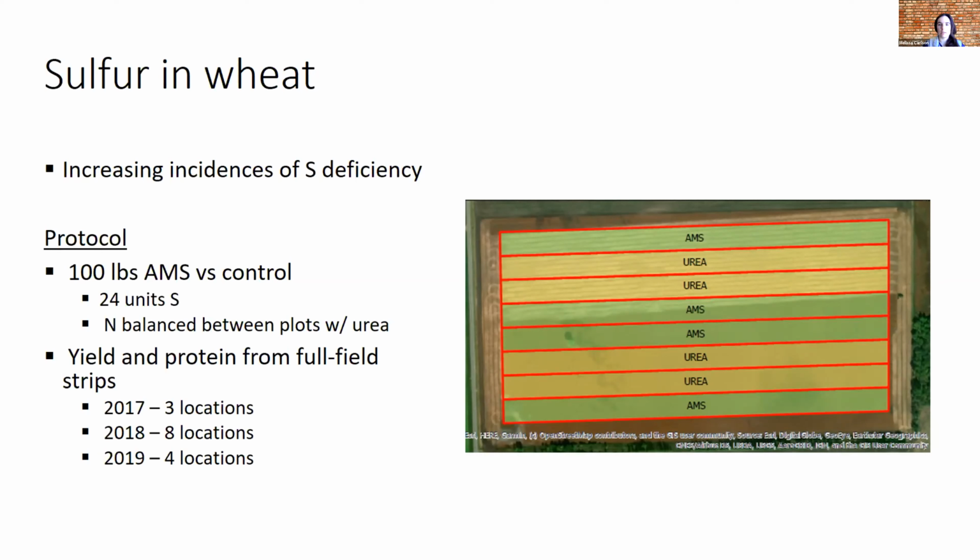And so we wanted to look at comparing 100 pounds of sulfur as AMS applied in the spring versus just a regular urea control. Just looking at spring applications of fertilizer, and then looking at the yield and protein from those full field harvested strips. And this was done over 15 locations from 2017 to 2019 in a project done with AFREC.